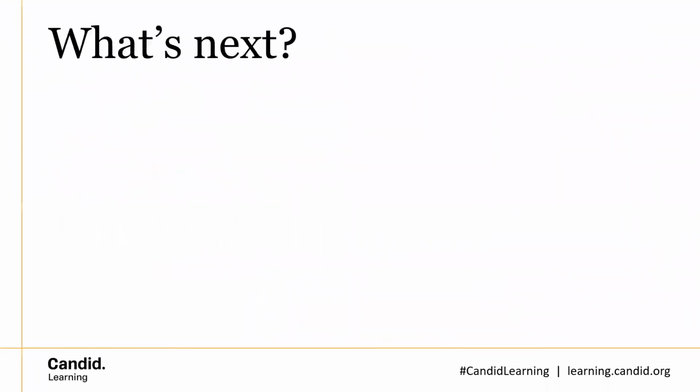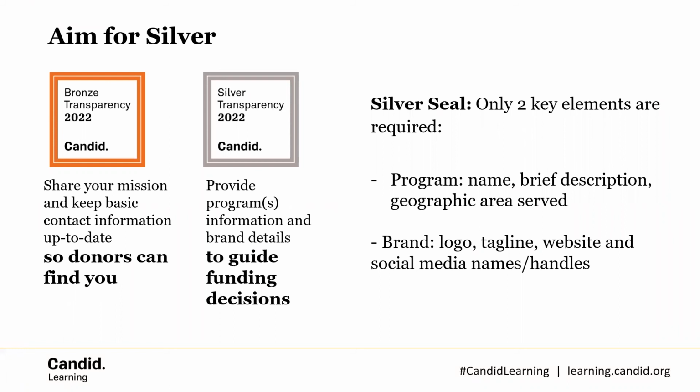Alrighty. So what's next? You've registered an individual account on GuideStar, you've claimed your account, and maybe you've even earned a bronze seal. So what kind of comes next? Well, one thing you can do is try and aim for those silver or gold seals. For silver, only 2 key elements are required here. You need to display, or ideally you'll be displaying, your top 3 to 5 programs.